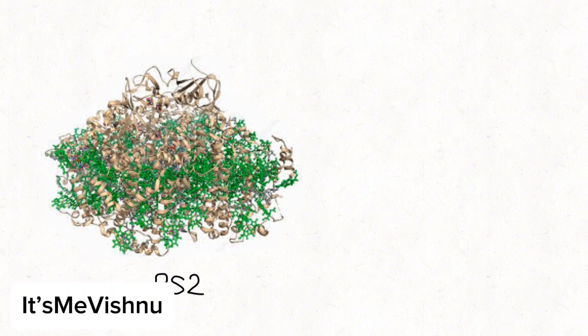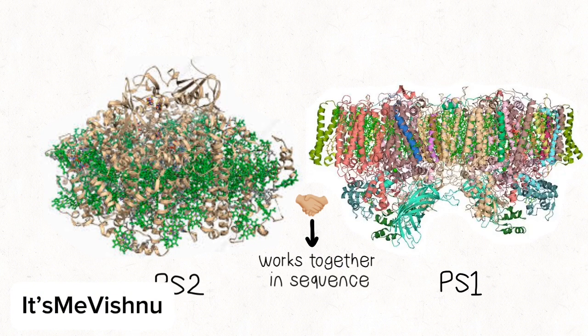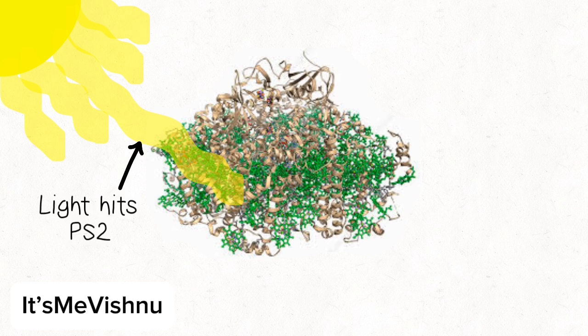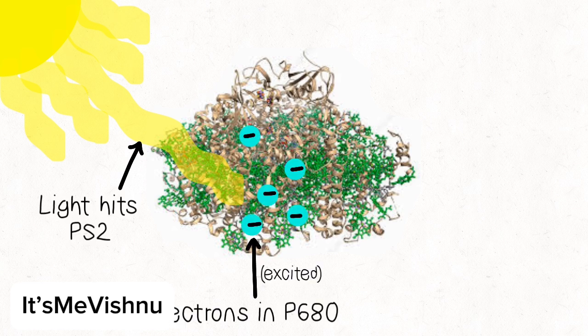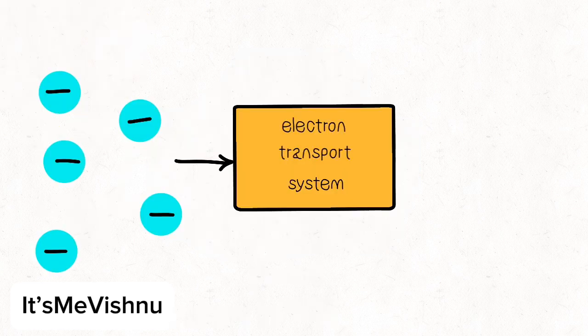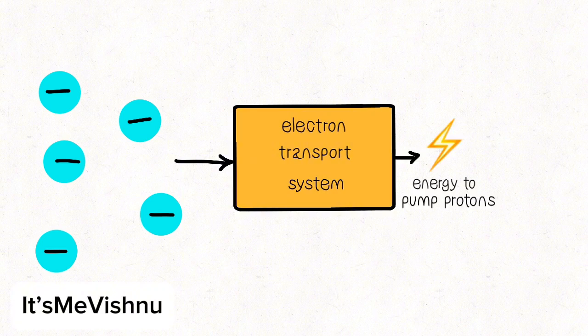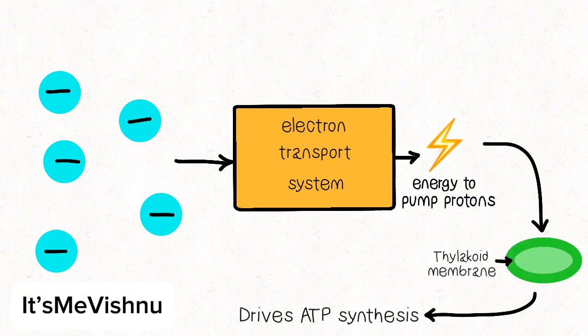In non-cyclic photophosphorylation, both photosystem 2 and photosystem 1 work together in sequence. Light hits photosystem 2, exciting electrons in P680. These high-energy electrons travel through an electron transport chain, releasing energy to pump protons across the thylakoid membranes. This energy drives ATP synthesis.